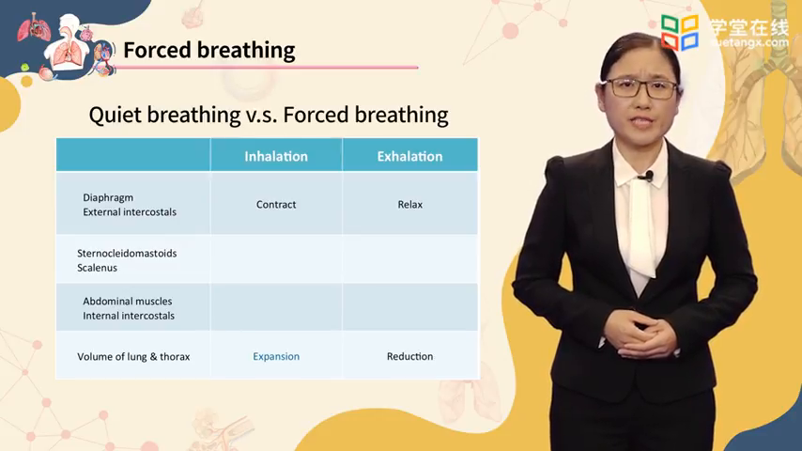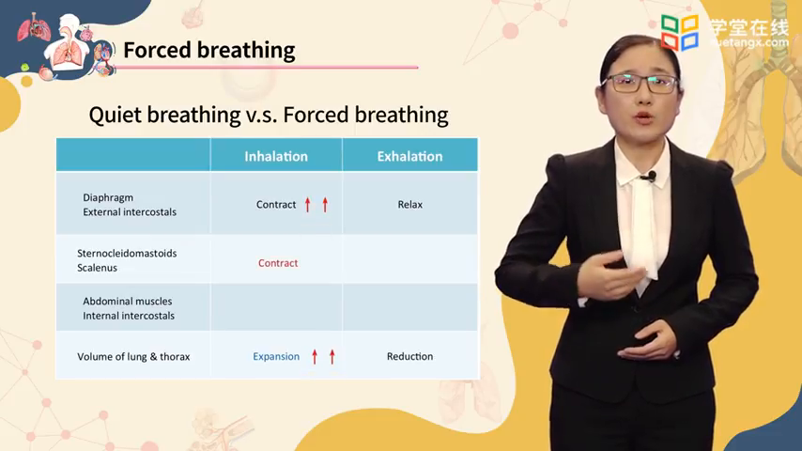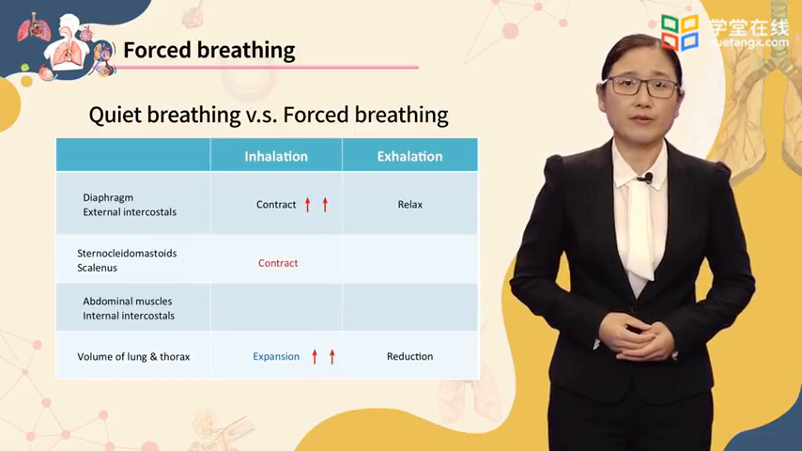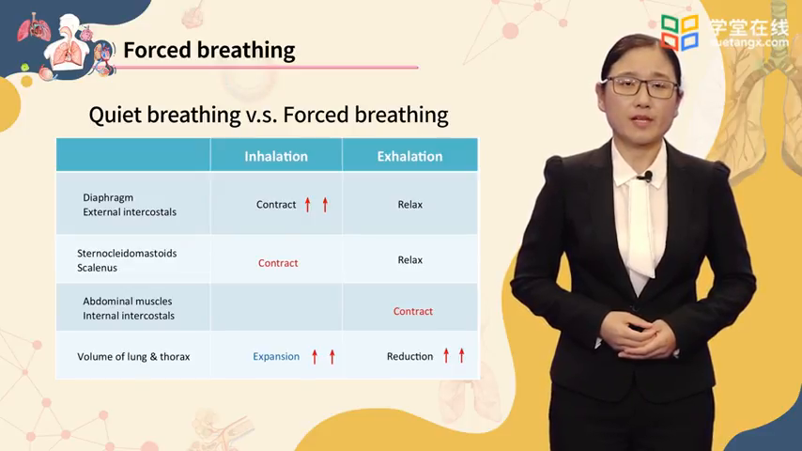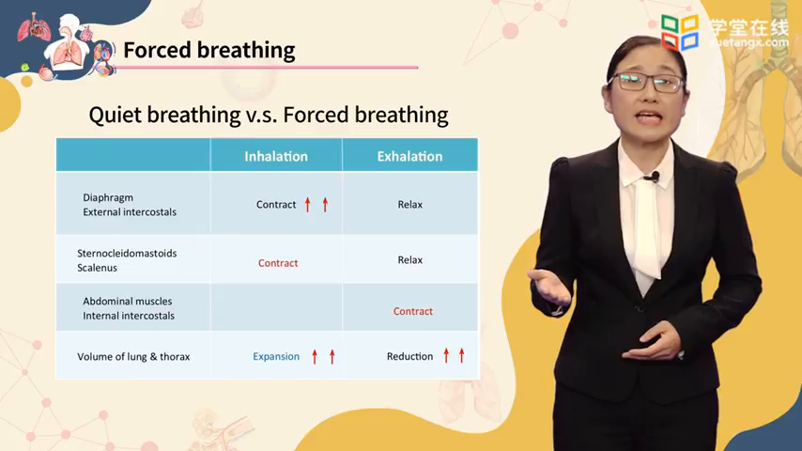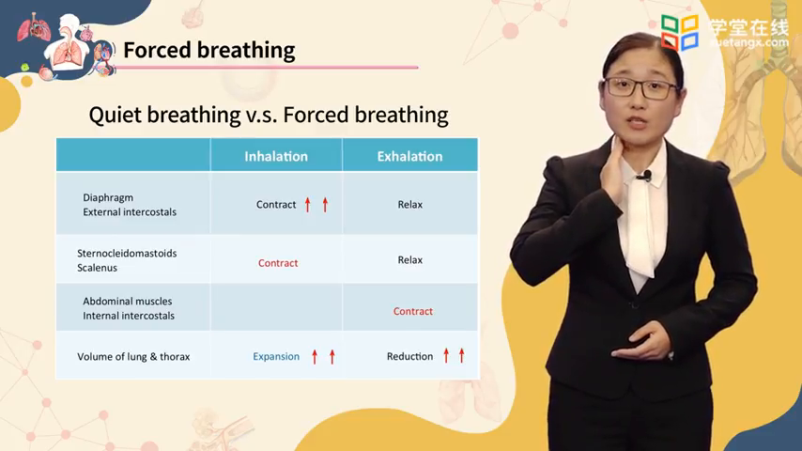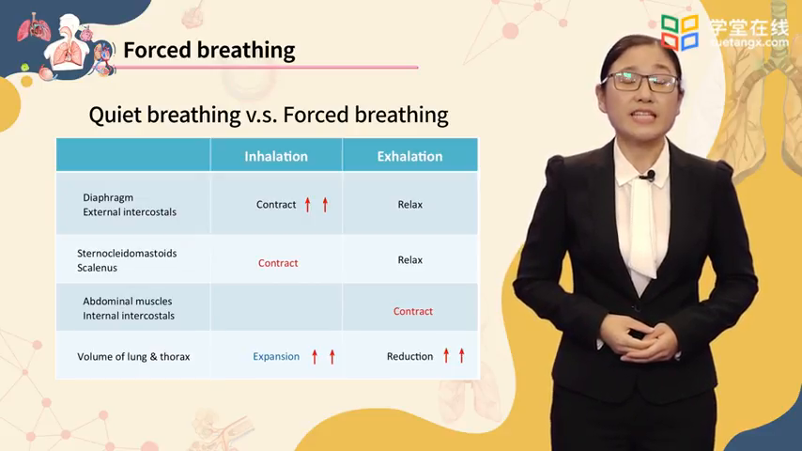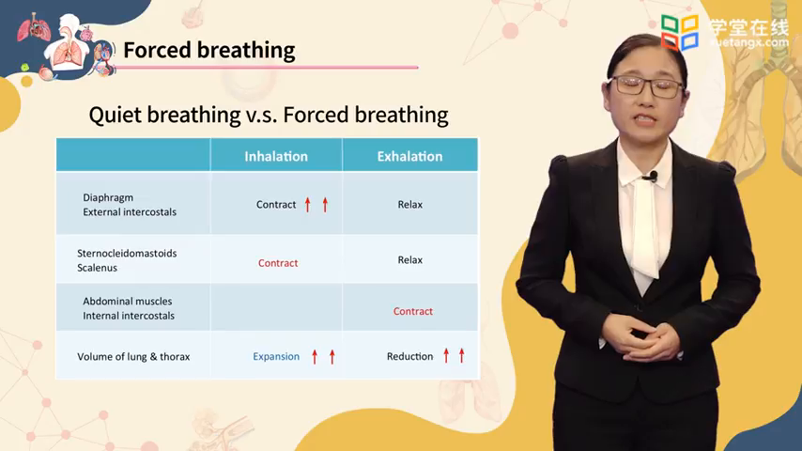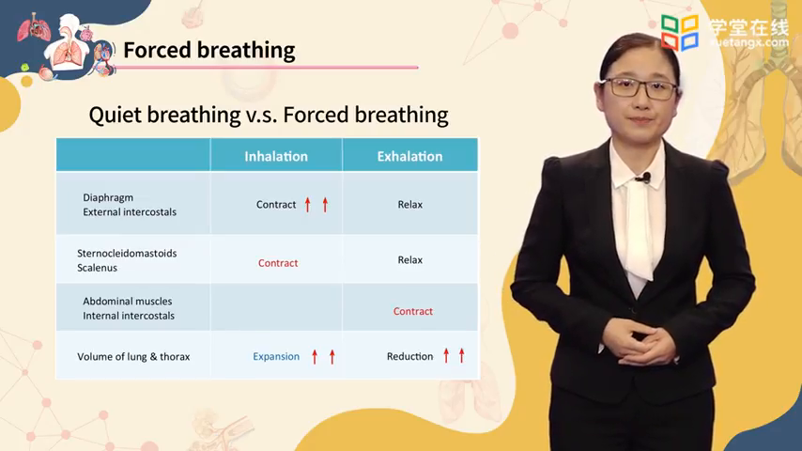How about forced breathing? For breathing in, the inspiratory muscles contract harder and more muscles are involved. Now take a deep breath and feel your neck. It becomes tight, right? And when you're breathing out, the expiratory muscles contract to decrease the volume of lung and thoracic cavity.